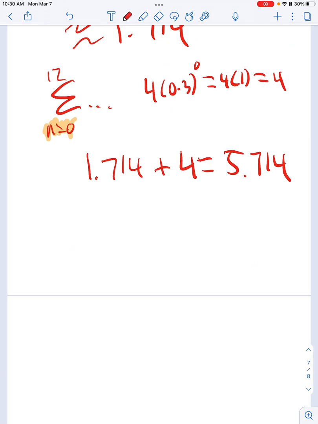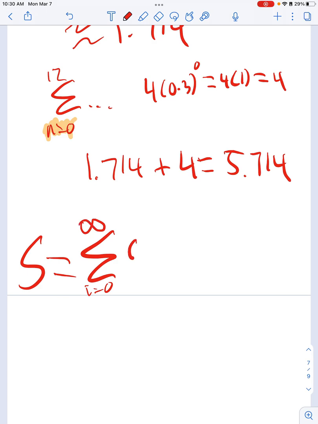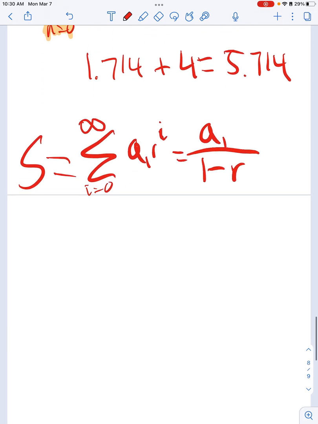We also have infinite geometric series, which go on forever. If we were trying to find the sum of an infinite geometric series, i equals 0 going all the way to infinity, whatever our term is, the sum is a sub 1 over 1 minus r. Now note, if the absolute value of r is greater than or equal to 1, it does not have a sum.